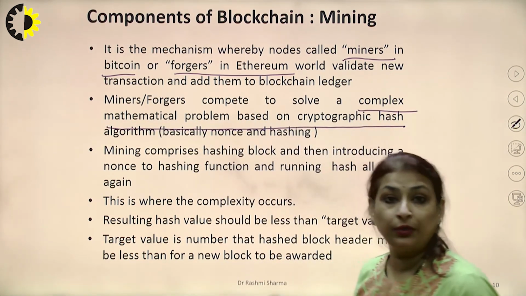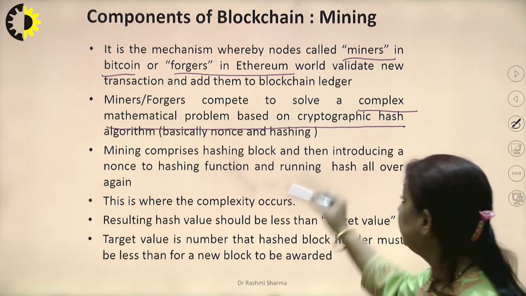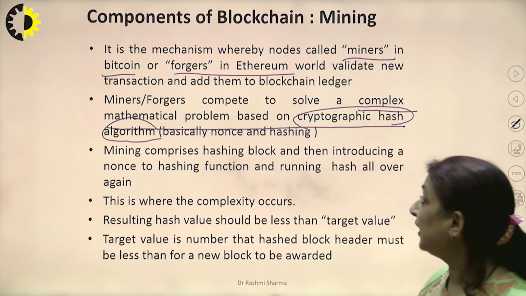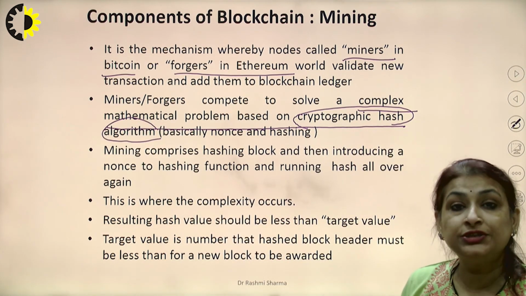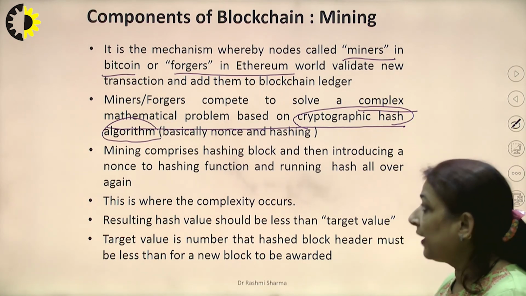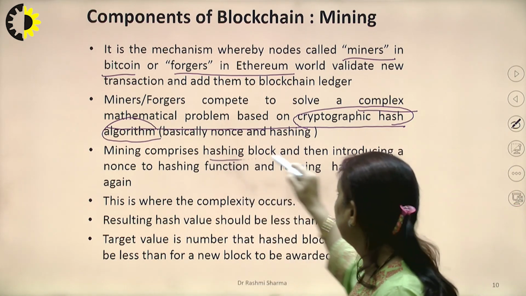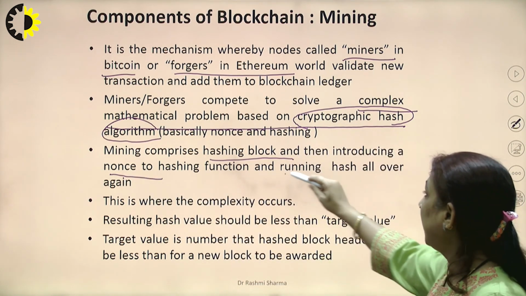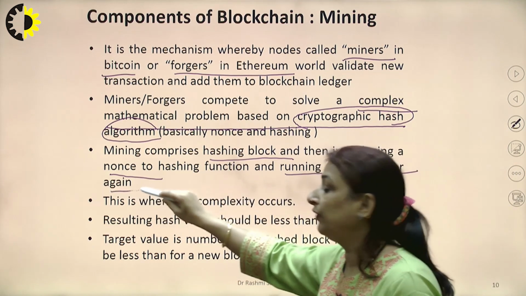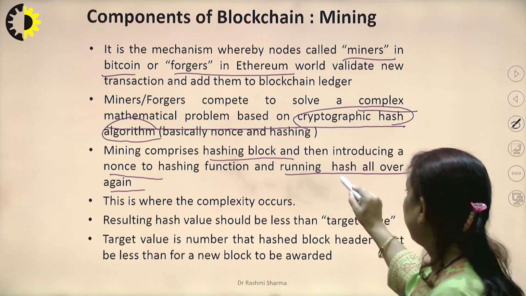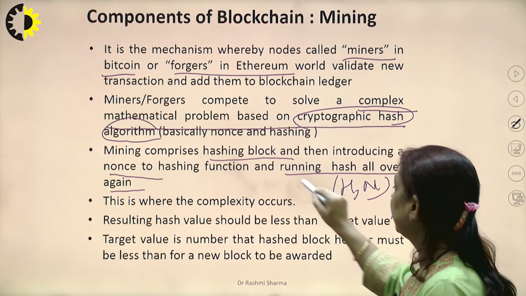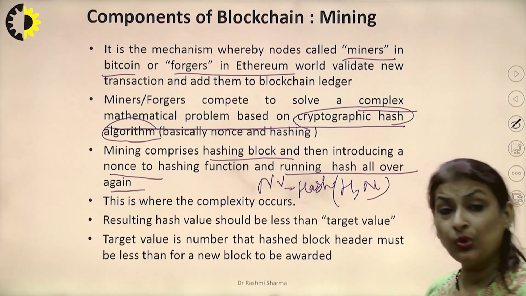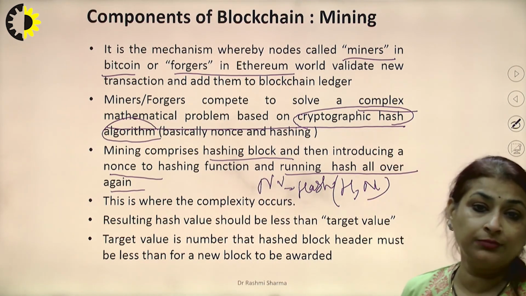Miners and forgers usually compete to solve a problem, and these problems need cryptographic hash algorithms, which are very, very secure hash algorithms. Now this mining comprises hashing a block, then introducing a nonce to the hashing function and running the hash all over again. So I have a hash with a nonce and then again use a hash function, generating a new value. Here is where the complexity comes into the picture.